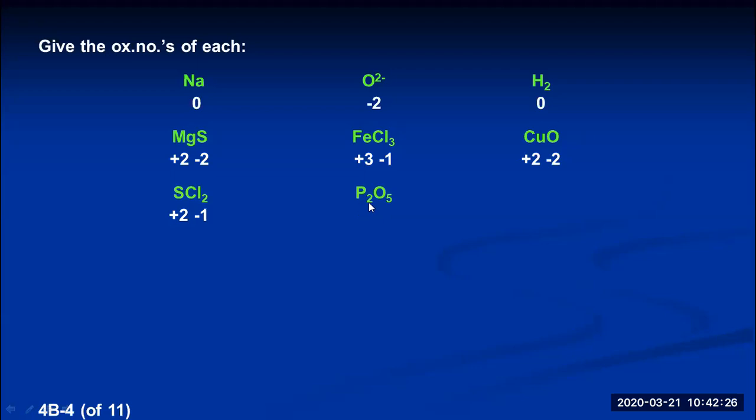So what does each phosphorus have to be? If there's 2 of them, they each have to be +5. So 2 +5s add up to 10, and 5 -2s add up to -10. Therefore, the oxidation numbers of this compound add up to 0.